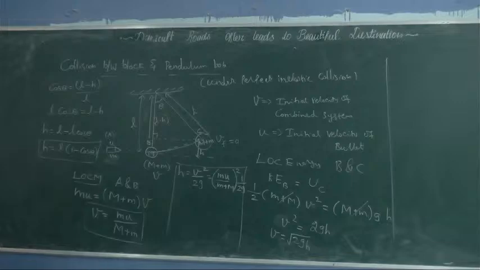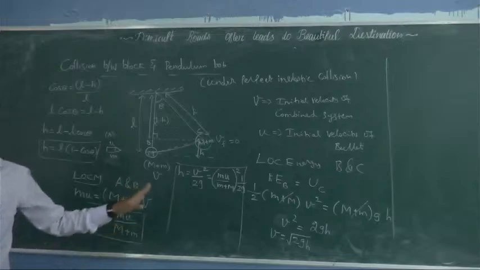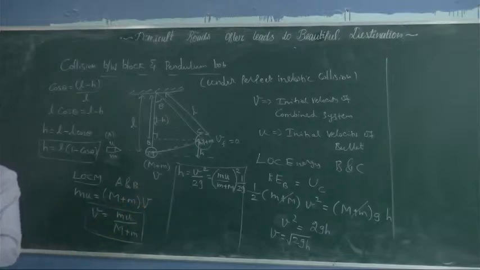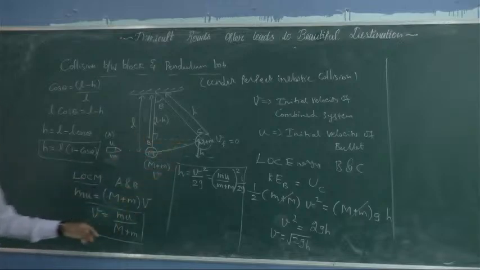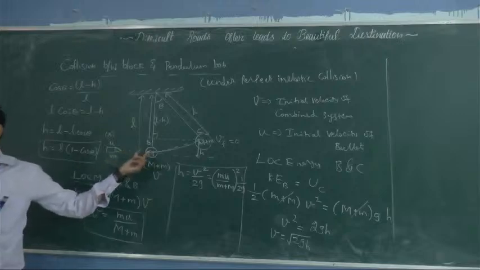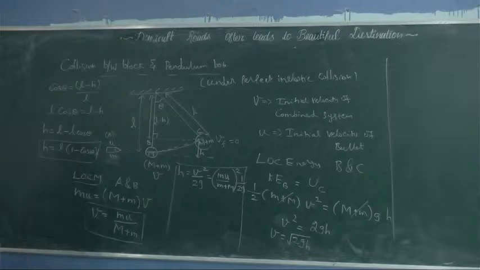Here we have used the law of conservation of momentum and conservation of energy. Conservation of energy means total energy remains constant, but one kind of energy can be converted into another kind. At point B, the initial energy is kinetic energy. At point C, it is potential energy.